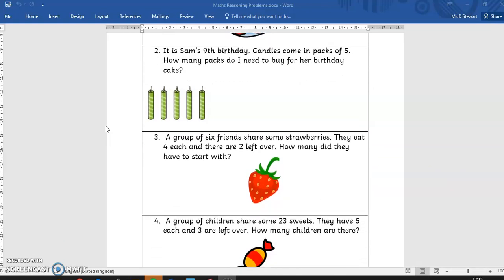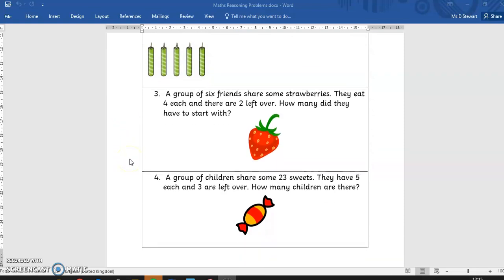Number 2, it is Sam's 9th birthday. Candles come in packs of 5. How many packs do I need to buy for her birthday cake? 3, a group of 6 friends share some strawberries. They eat 4 each and there are 2 left over. How many did they have to start with?